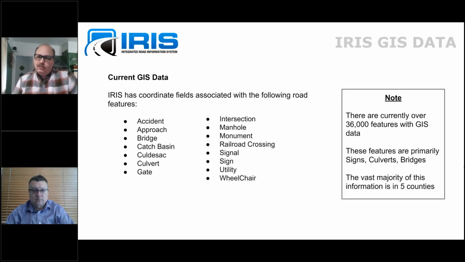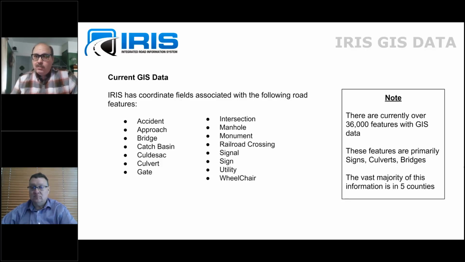Now, those road features that have coordinate values are accidents, approaches, bridges, catch basins, cul-de-sacs, culverts, gates, intersections, manholes, monuments, railroad crossings, signals, signs, utility, and wheelchairs. So those are all the different features that we have the capability of recording information about where they're located by their X and Y coordinate.